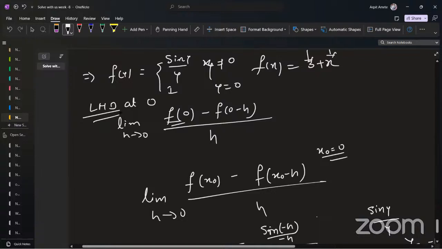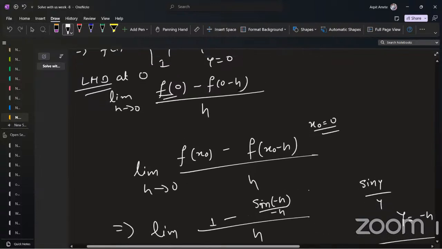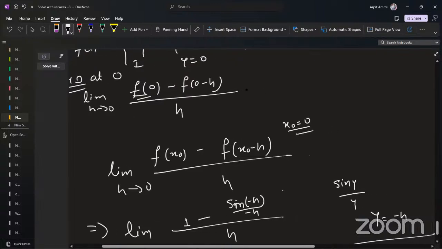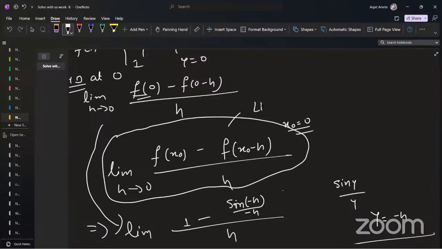When we consider the right hand derivative, then it will be f of x naught plus h. I'm talking about the value we are putting here. When y is not equal to 0, then the value will be sine y upon y. So here we are taking x naught minus h, where the negative value comes, so we are taking sine of minus h by minus h. Right? This step is coming from here. Okay. This is a separate thing. This is the formula for the left hand derivative. Okay. This thing is coming from here.